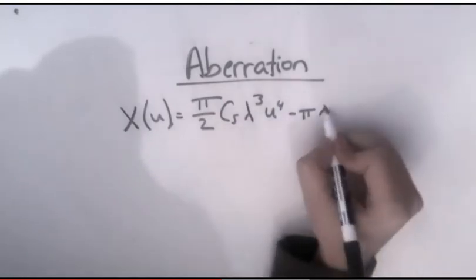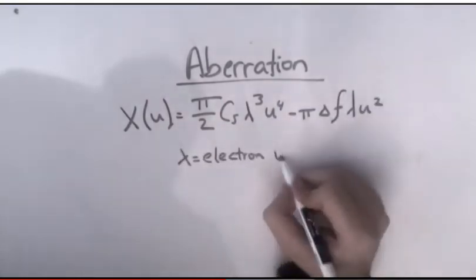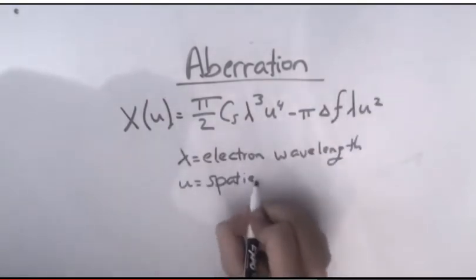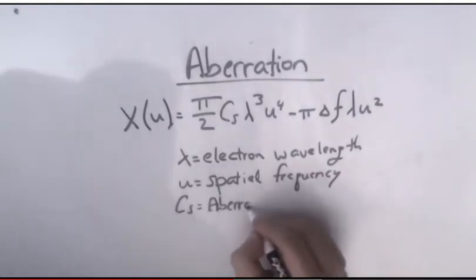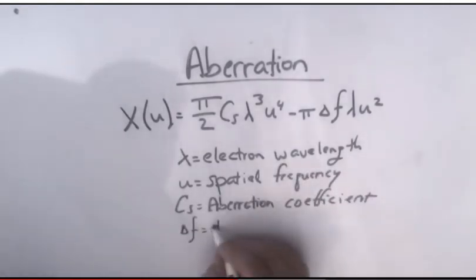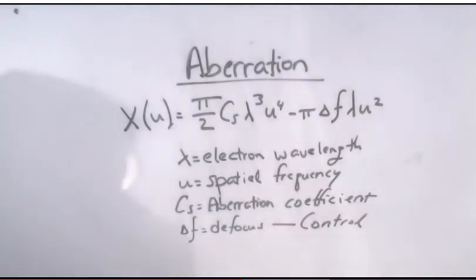Next, we'll look at the aberration function. This is controlled by the electron wavelength, spatial frequency, and an aberration coefficient, which are known, as well as the defocus, which we can control. This is the key to reconstructing our image.